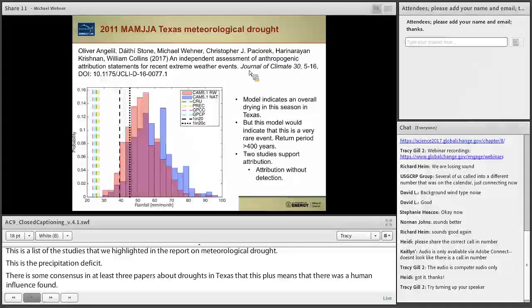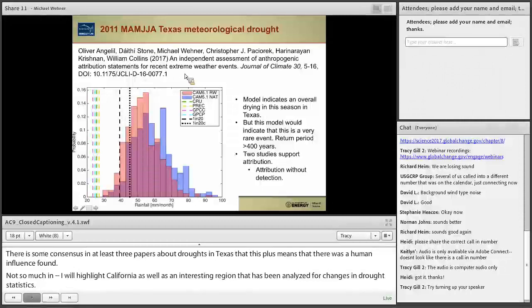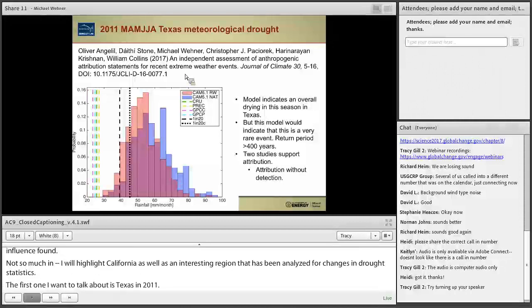So the first one I want to talk about is Texas in 2011. And there's a particular paper that one of our students at Berkeley Lab did some years ago. It was to assess a whole series of events that had been covered previously in special volumes of the State of the Climate Report appearing in the Bulletin of the American Meteorological Society, the BAMS journal.